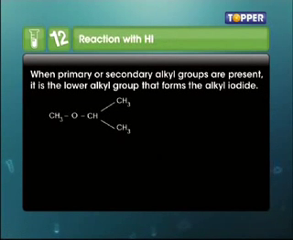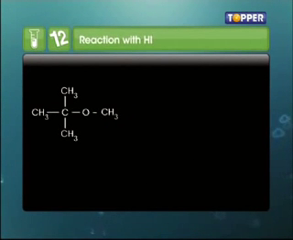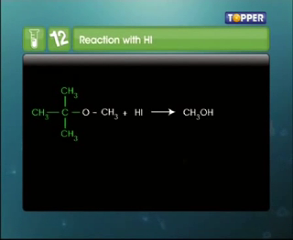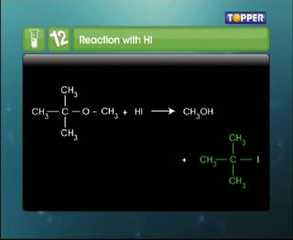Now we know that when primary or secondary alkyl groups are present, it is the lower alkyl group that forms the alkyl iodide. But when one of the alkyl groups is a tertiary alkyl group, then the halide formed is a tertiary halide.